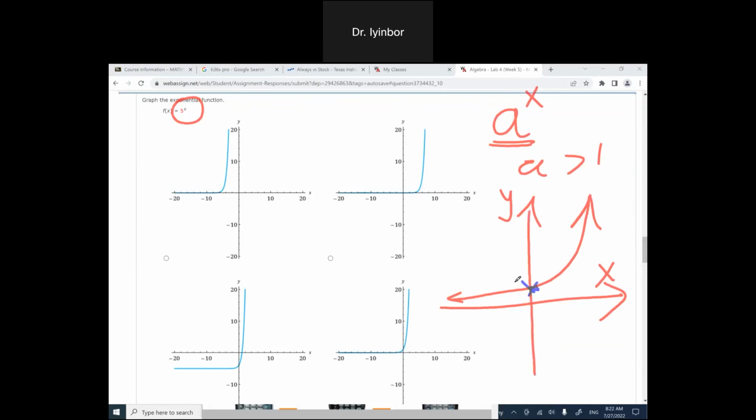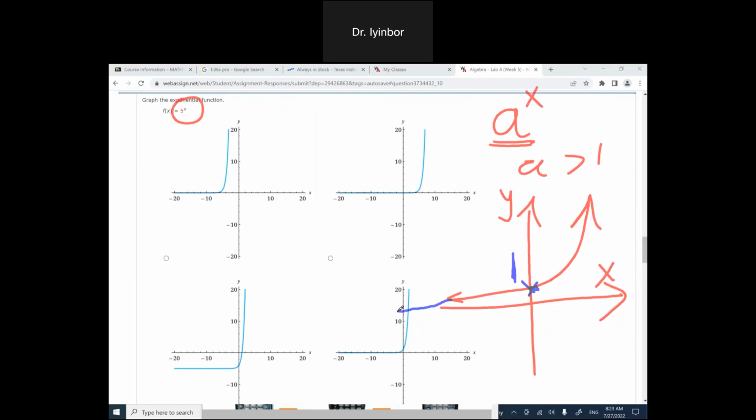So always crossing the y-axis at 1, because any number with exponent 0 is 1. That's why. And you never cross the x-axis. So this line is going close to the x-axis, close, close, close, but you never cross it down. You never cross down.